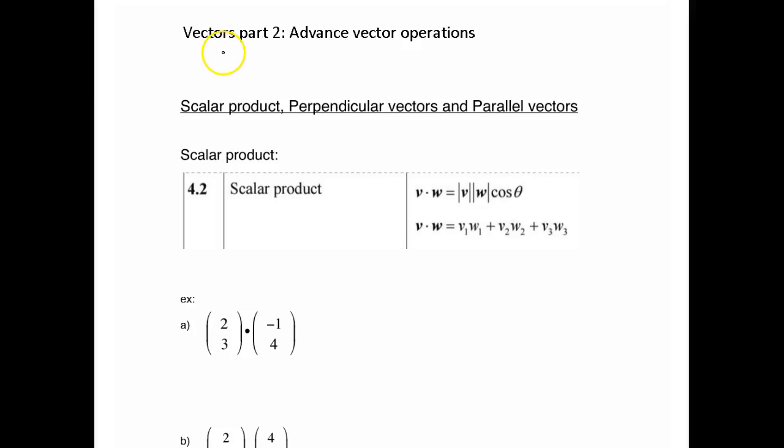Now vectors part 2, advanced vector operations. So let's start with scalar product, also known as dot product. IB just uses scalar product. Scalar just means number, so that means you're getting a number as an answer.